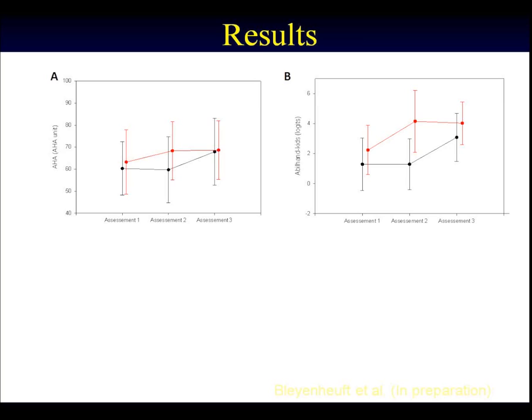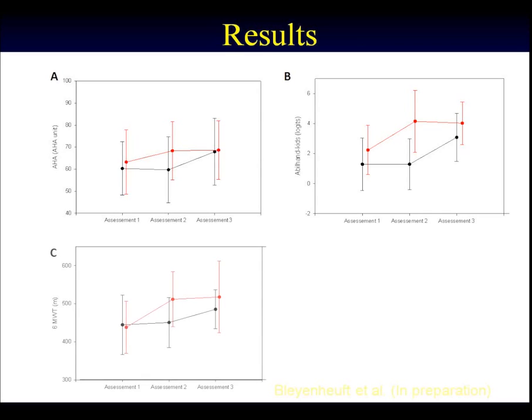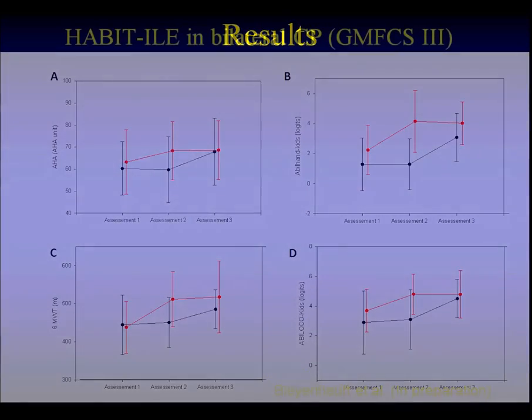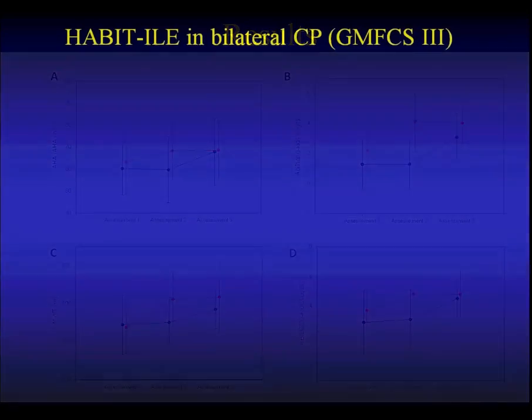The Able Hand Kids is a structured interview that you give to parents about the types of activities that these children are able to engage in. Same thing, there are improvements in function that are maintained in the habitual group, and it's only after the crossover period that you see these changes here. For lower extremity, we use the 6-minute walk test among others, and same thing, you get improvements in the distance achieved over 6 minutes that are maintained, and really only significant changes occurring again after the crossover here. And Able Loco is analogous to the Able Hand Kids, but it's a functional questionnaire focusing on lower extremity abilities, and you get the same general patterns of improvements.